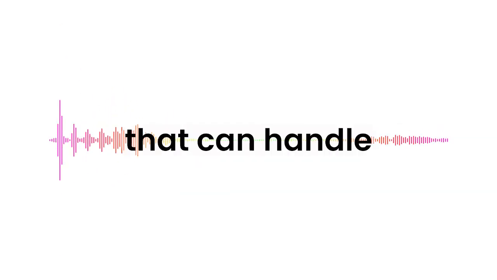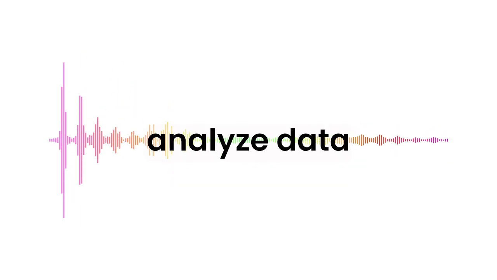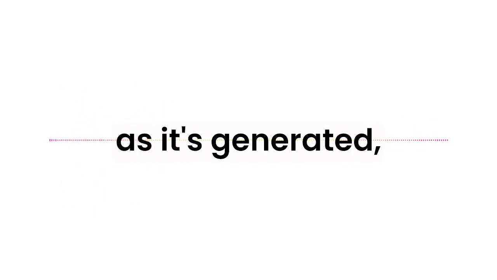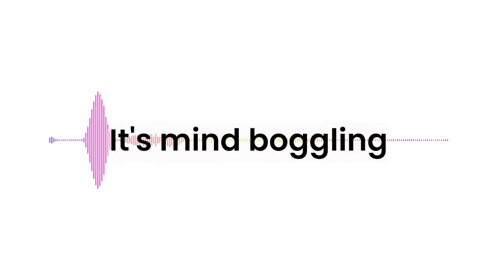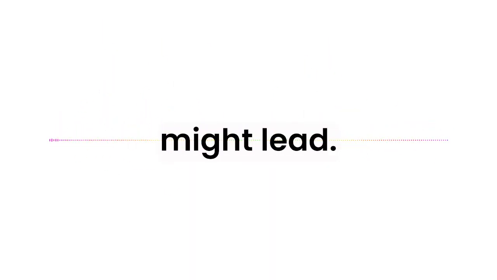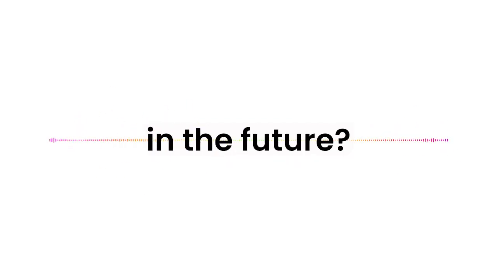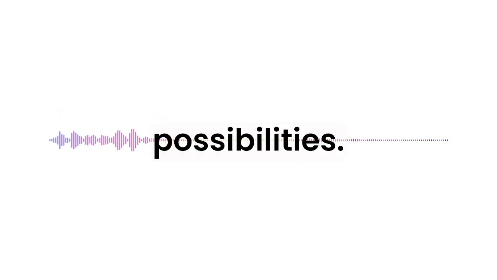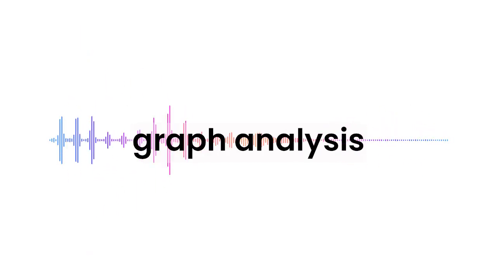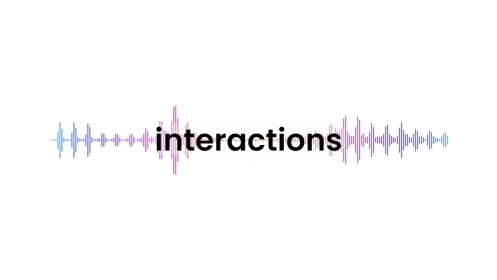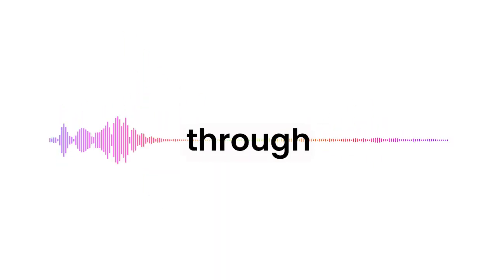And the innovations just keep coming. We're seeing systems that can handle increasingly massive graphs, systems that can analyze data as it's generated, and systems that are being used in all sorts of different applications. It's mind-boggling to think where this might lead. Where do you see graph processing having the biggest impact in the future? Oh, there's so many possibilities. In healthcare, for example, imagine using graph analysis to understand the complex interactions within a cell, or to track how a disease spreads through a population.